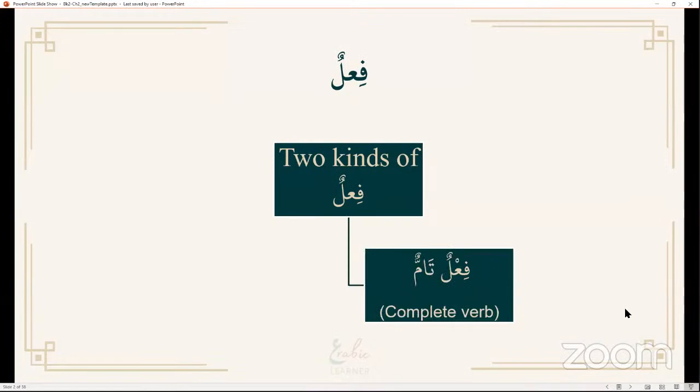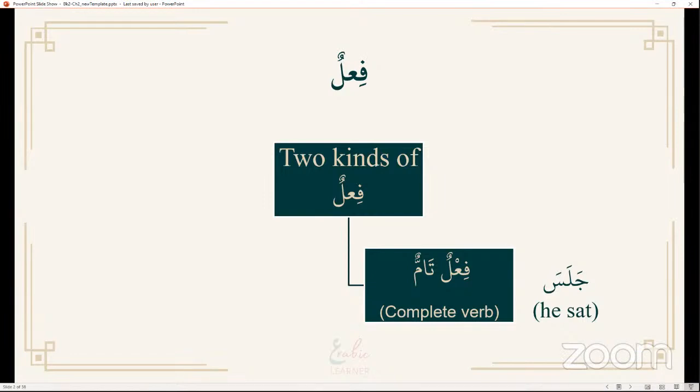It is actually called fi'lun tammun. Now this tam is a complete verb. Whatever fi'l you have been practicing in the previous book and in the Sarf class, those are fi'l tam. Jalasa, kharaja, raja'a, nasara, zahaba, sa'ala, all these are fi'l tam. Jalasa means he sat.